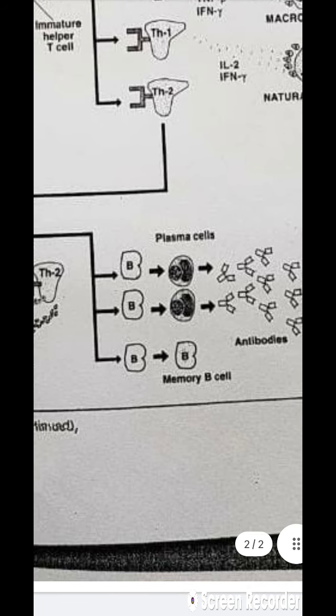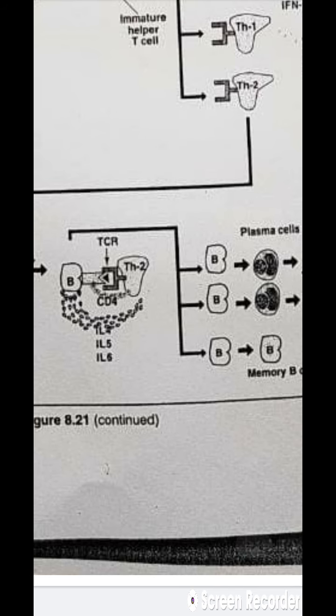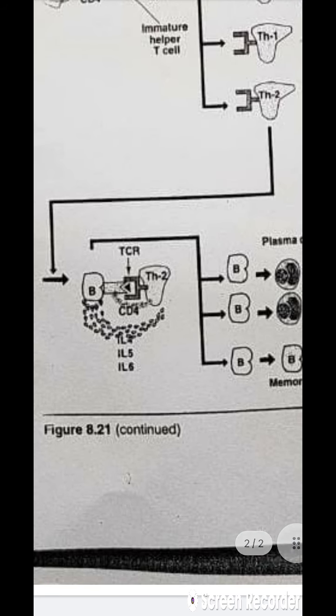And transfer the B cell to the plasma cell. What is the function of plasma cell? You know, plasma cell produces antibody. So the antibody producing B cell is called the plasma cell. And B cell only becomes plasma cell after getting stimulated by interleukin 4, 5, 6.